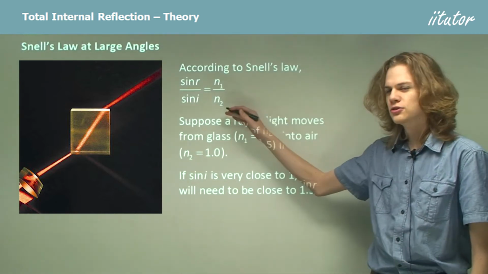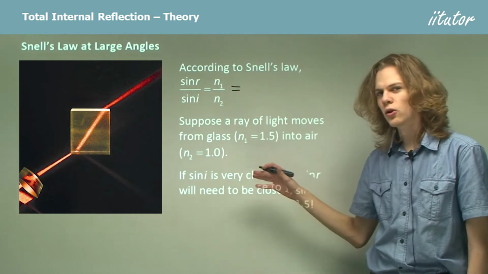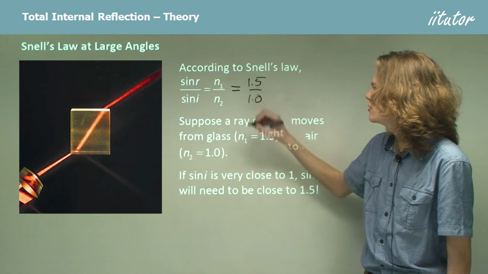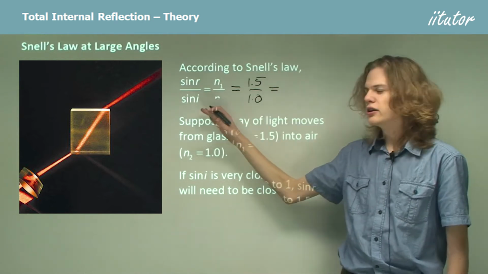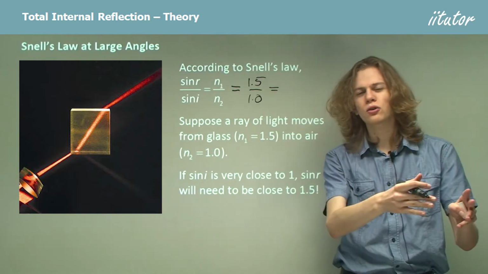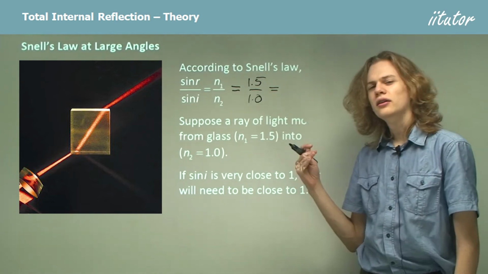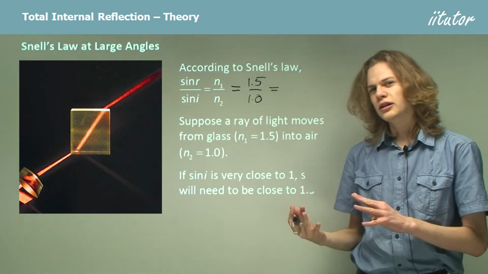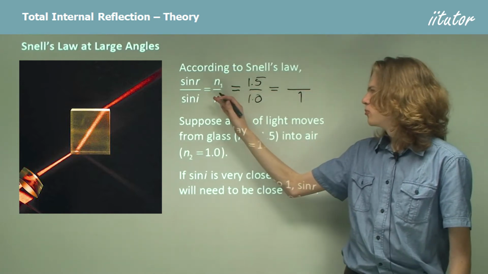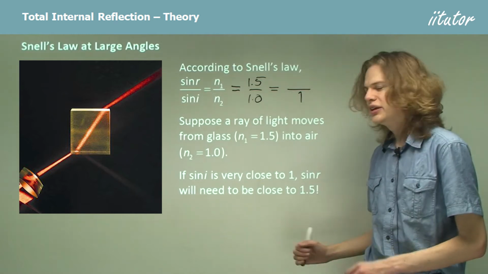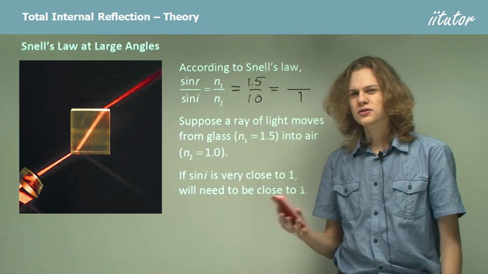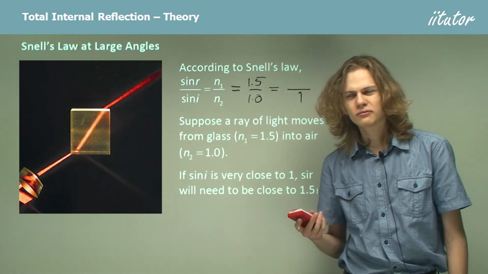Now, we have these values for n1 and n2, so n1 over n2 ends up as 1.5 over 1.0. If we set sine i to an angle that we can choose, because we can choose the angle of the incoming light, we'll say that the angle of incidence is about 90 degrees, which means sine i will be 1. So what will sine r be? Well, it'll need to be close to 1.5 if Snell's law is true. What angle can you take the sine of to get an answer of 1.5?